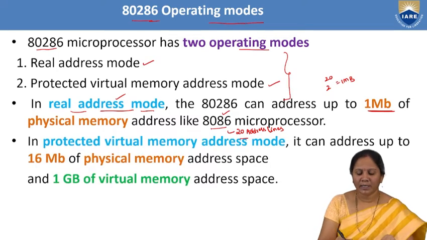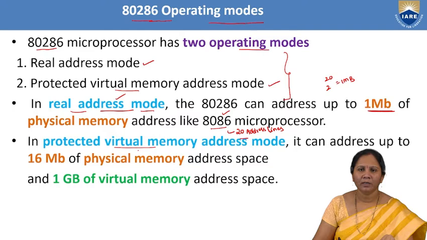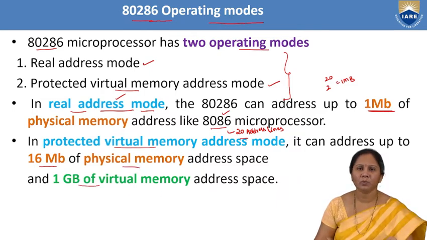Now, the second operating mode is protected virtual memory address mode. When the 80286 microprocessor is operating in the protected virtual memory address mode, its operation will be different. That means it will use 16 MB of physical memory and it uses 1 GB of virtual memory.